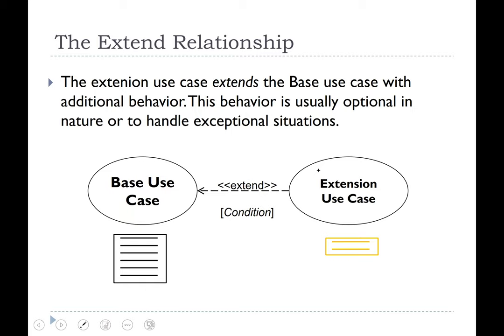So it means that obviously the base use case would have lived on. It doesn't have to have it. So it's not like an automatic thing like with the include. So this is why I would like to signify the extent with the yellow line, with the yellow color, okay?